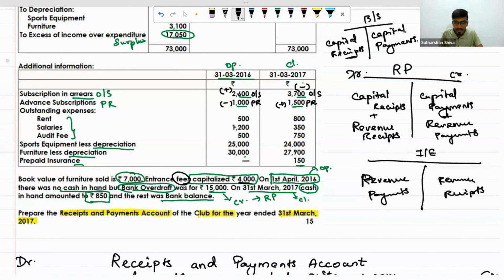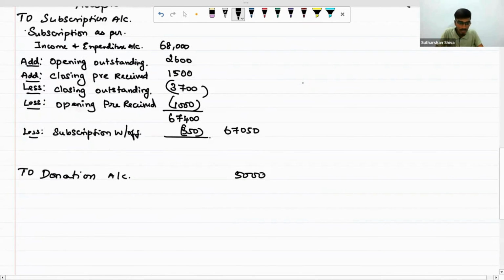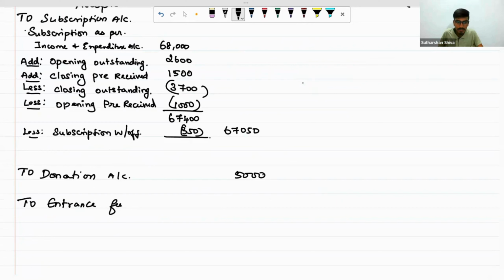Here the entrance fees they have capitalized is 4,000. So we are going to write entrance fees account. This is a hidden adjustment which you need to take care of. Entrance fees account, that is going to be 4,000.